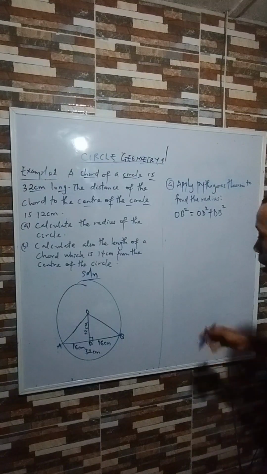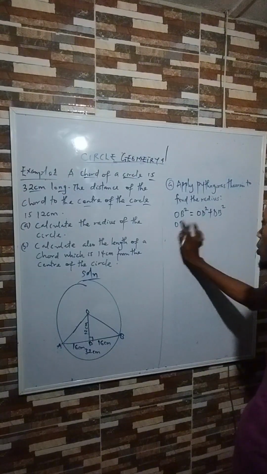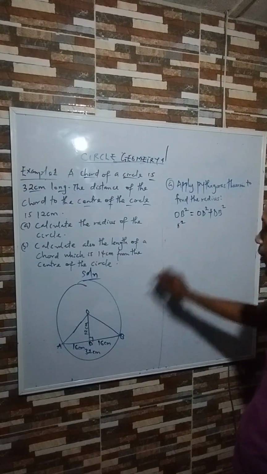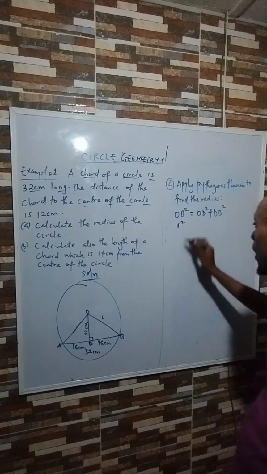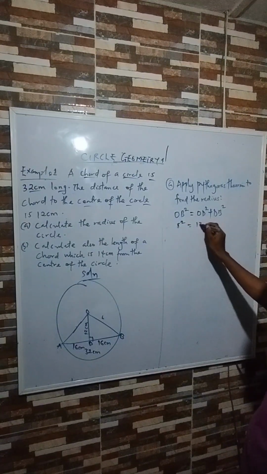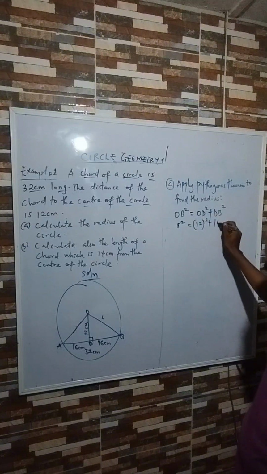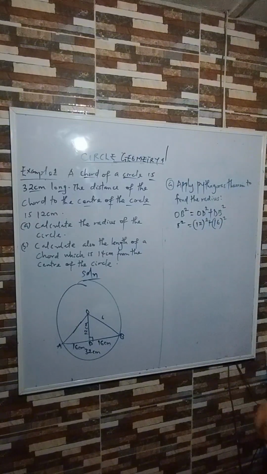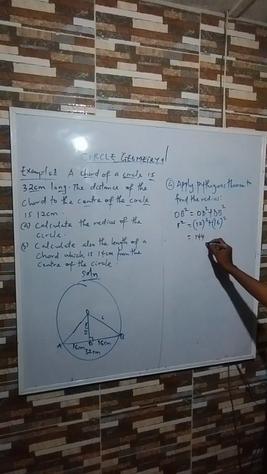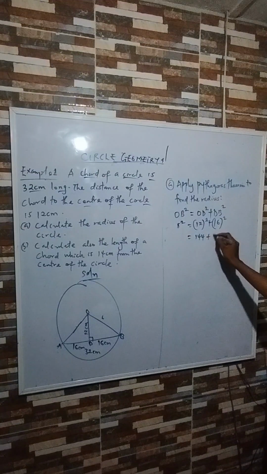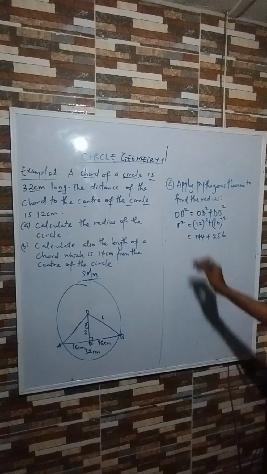So what's our OB now? Our OB is what we are looking for, which is our radius. Let's label that place as radius, let's call this place our R. So our R square is equal to OD square, which is 12 square, plus 16 square. We know that 12 square will give us 144, and 16 square will give us 256. That is our R square.